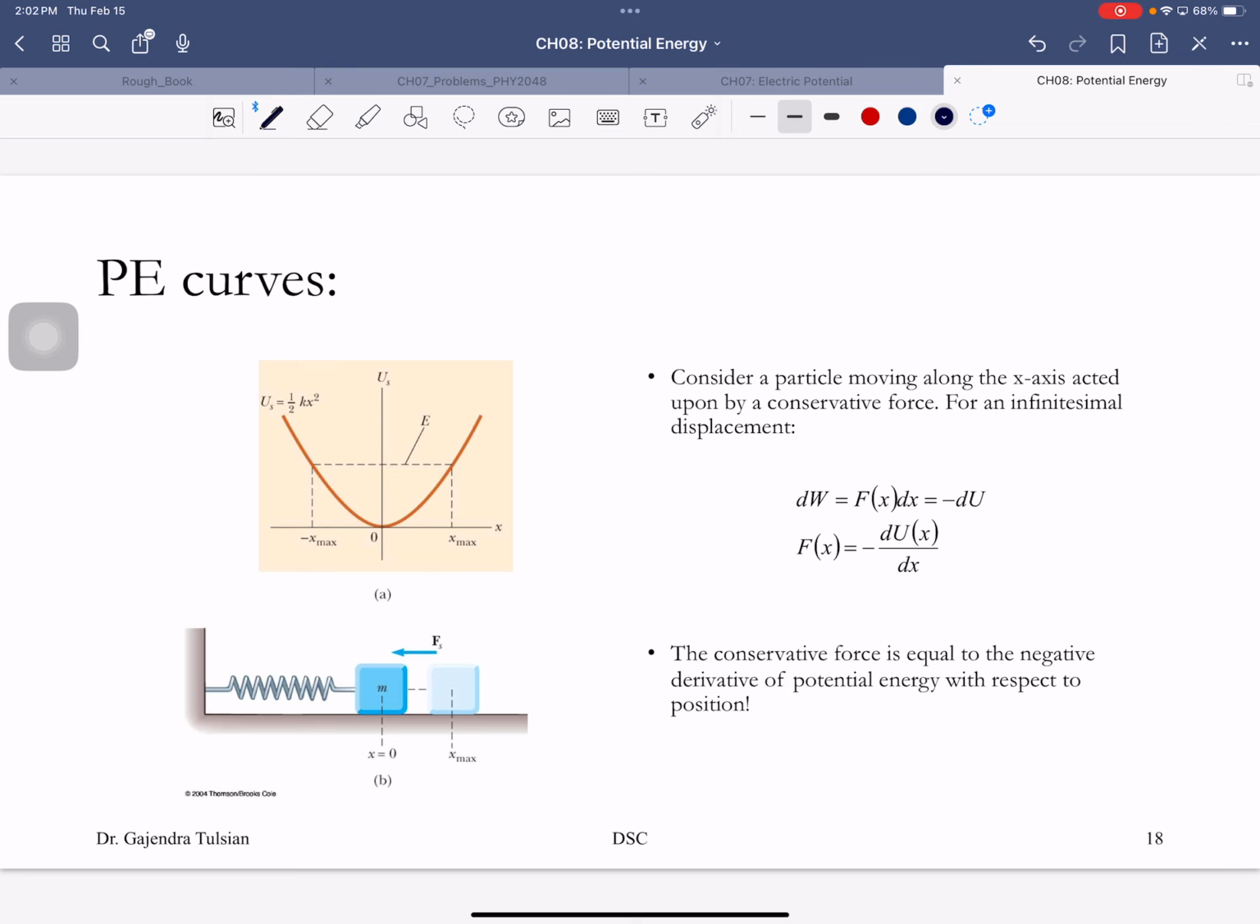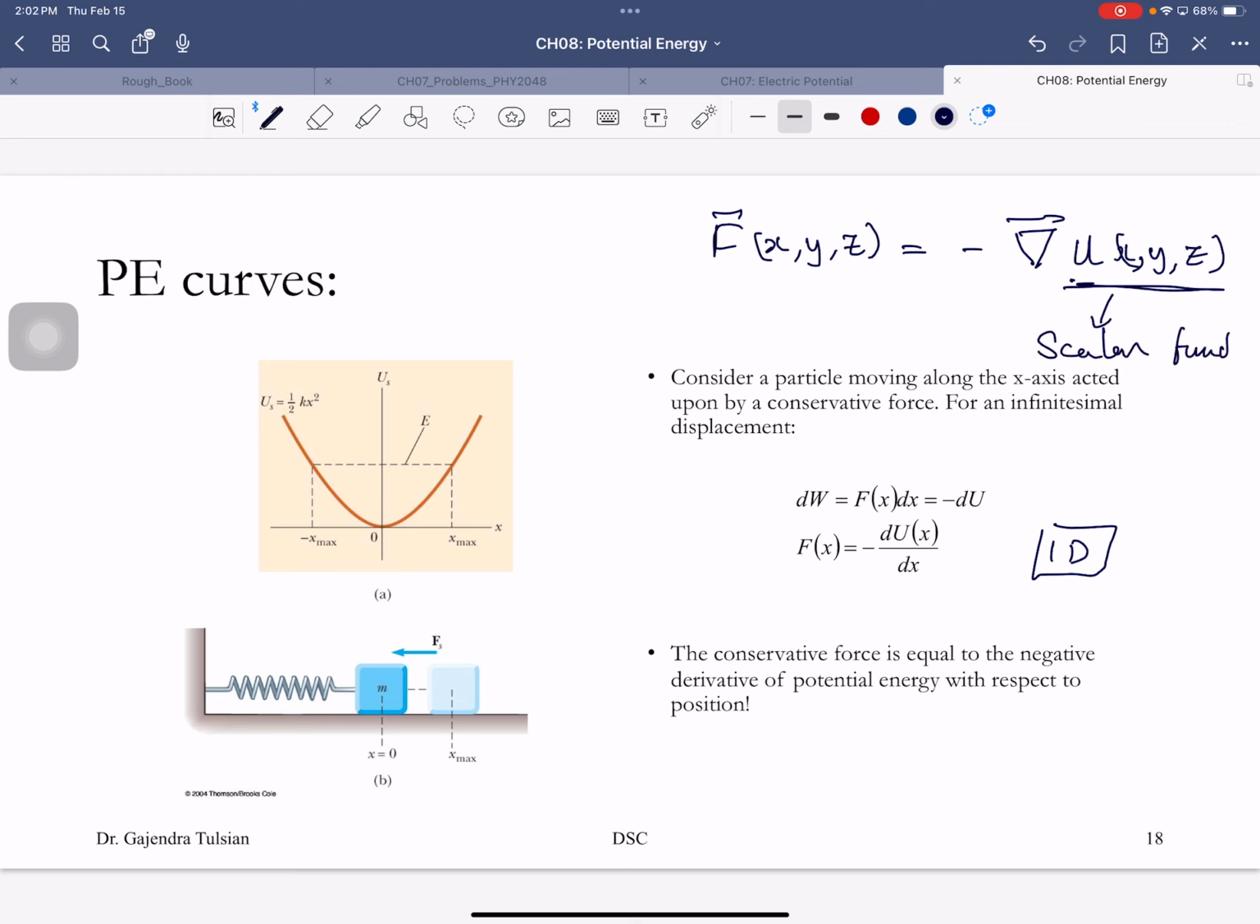All right, so again, you already saw that the force is negative derivative of the potential energy function. This is for 1D case. How does it generalize in 3 dimensions? In 3 dimensions, force is a vector, given by the negative of the gradient operator. The potential energy function is a scalar function, scalar valued function.